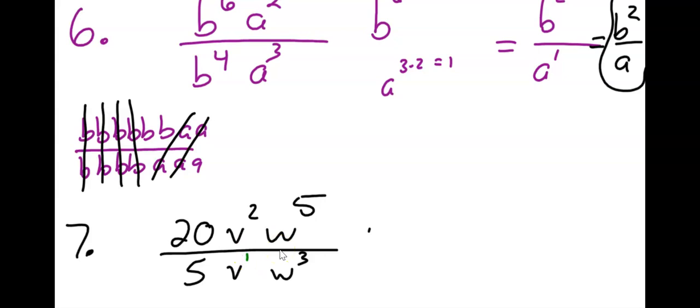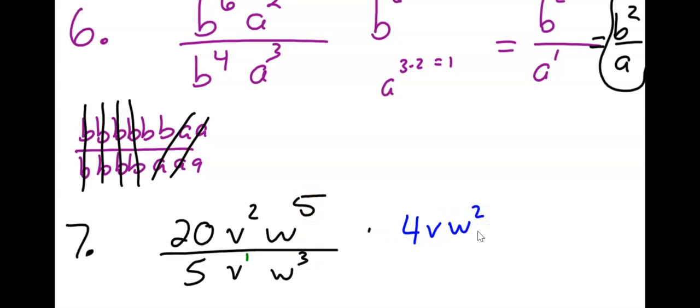So you can take it really a piece at a time. You've got 5 will go evenly into 20, so that's 4. So that would be on top. With the v's, you've got 2 minus 1, so it would be a v that's on top. With the w's, 5 minus 3, that's w squared. That one is also on top.